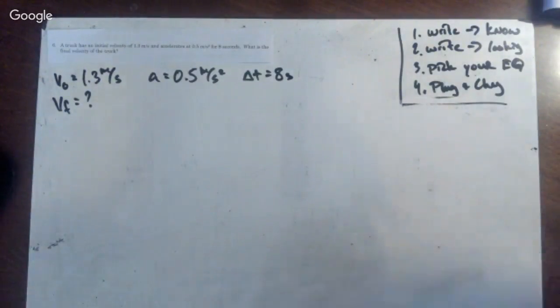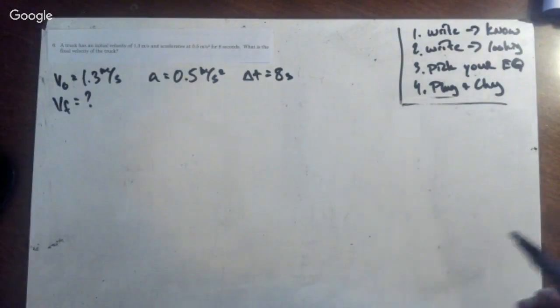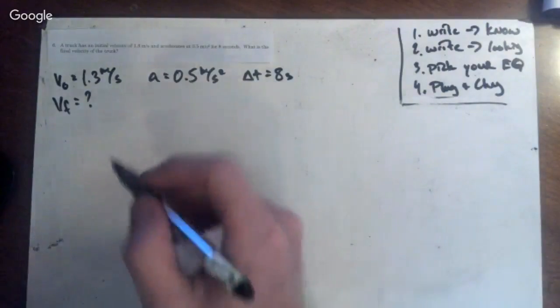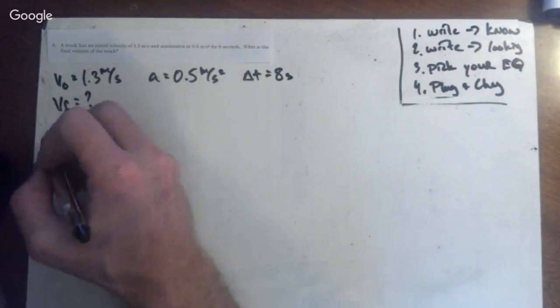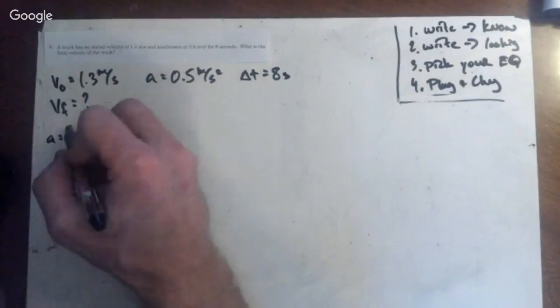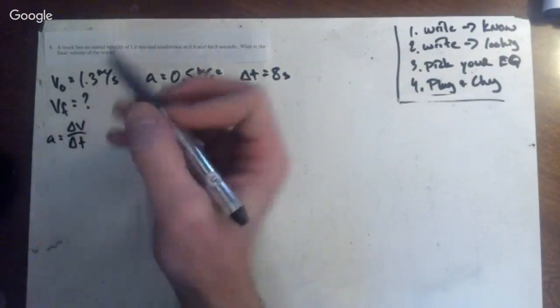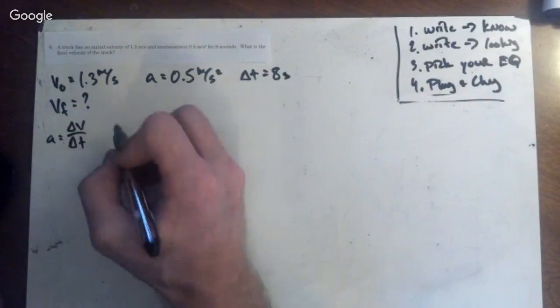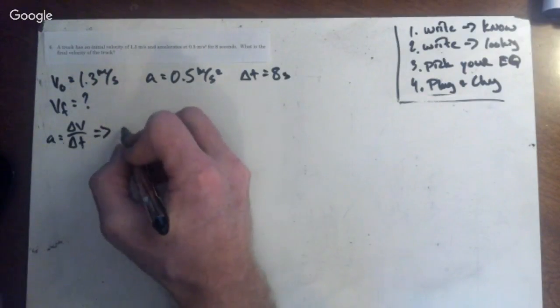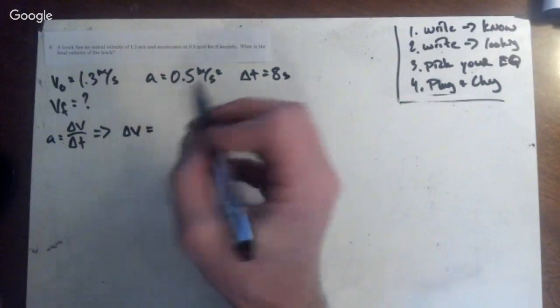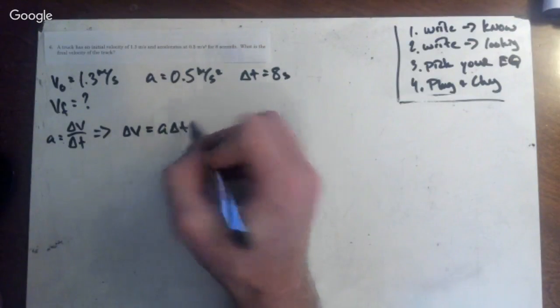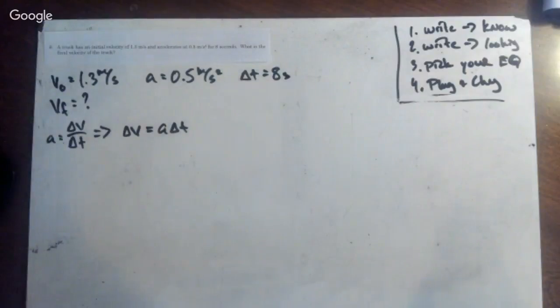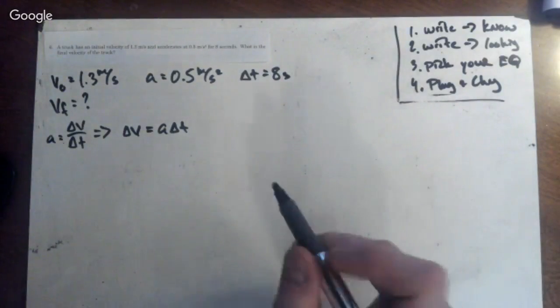Okay, so we've already done step 1, write what we know. Step 2, write what we're looking for. And now it's time to step 3, pick our equation. Okay, what is the final velocity of the truck? Now, again, I'm going to go ahead and apply the general form of this equation. But since I'm looking for a velocity at the end there, what I'm going to do is instead use the slightly different but exactly the same organization of that. Delta v equals acceleration multiplied by delta t.